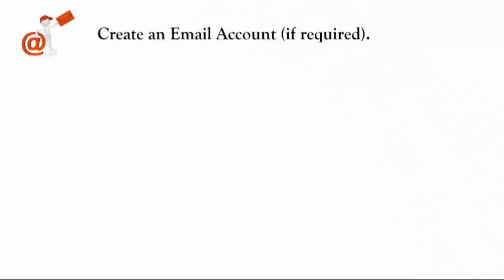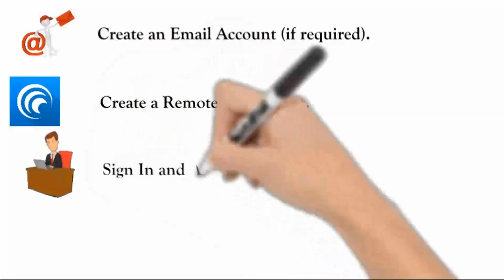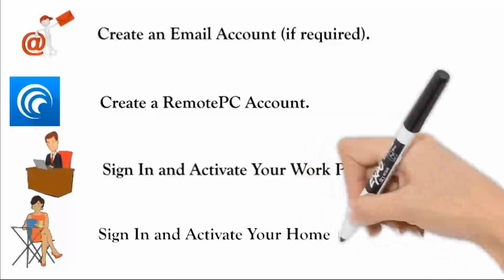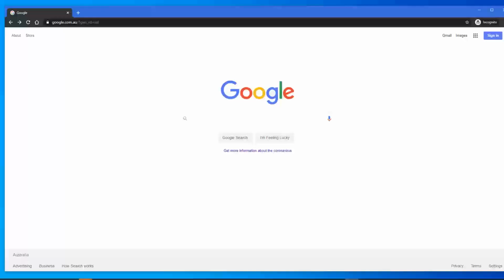The first step we're going to do is create an email account if you haven't got one. Then we're going to create an account with RemotePC and set up your work computer and a home computer to activate that remote account. If you have an email account, you do not need to complete this next step. You can skip this and move on to the remote PC.